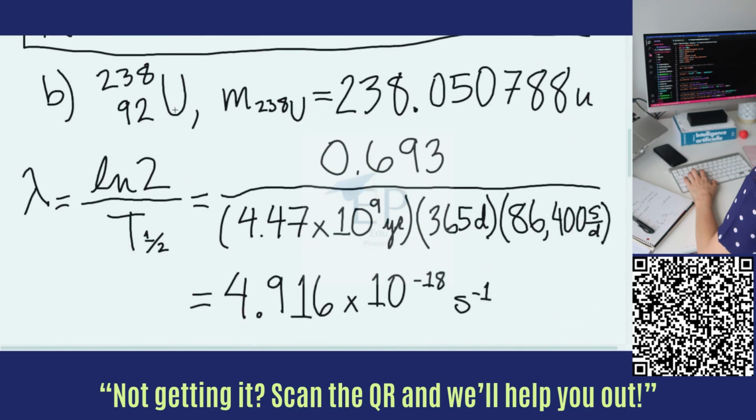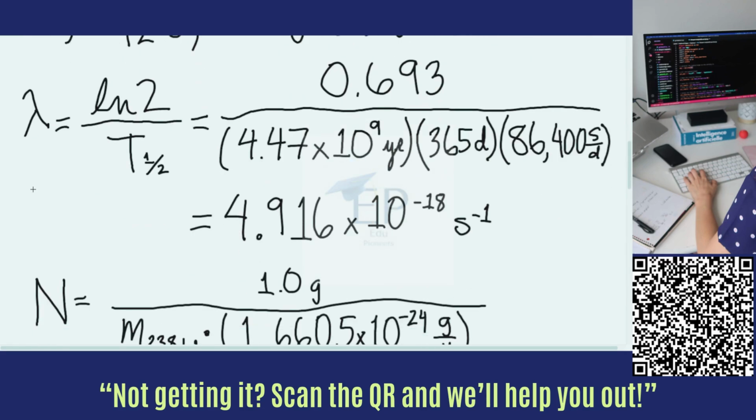The same procedure goes for uranium-238. It has an atomic mass of 238.050788 atomic mass units. We will find the decay constant for uranium-238, which has a half-life of 4.47 times 10 to the 9th years. So we again need to convert that into seconds.